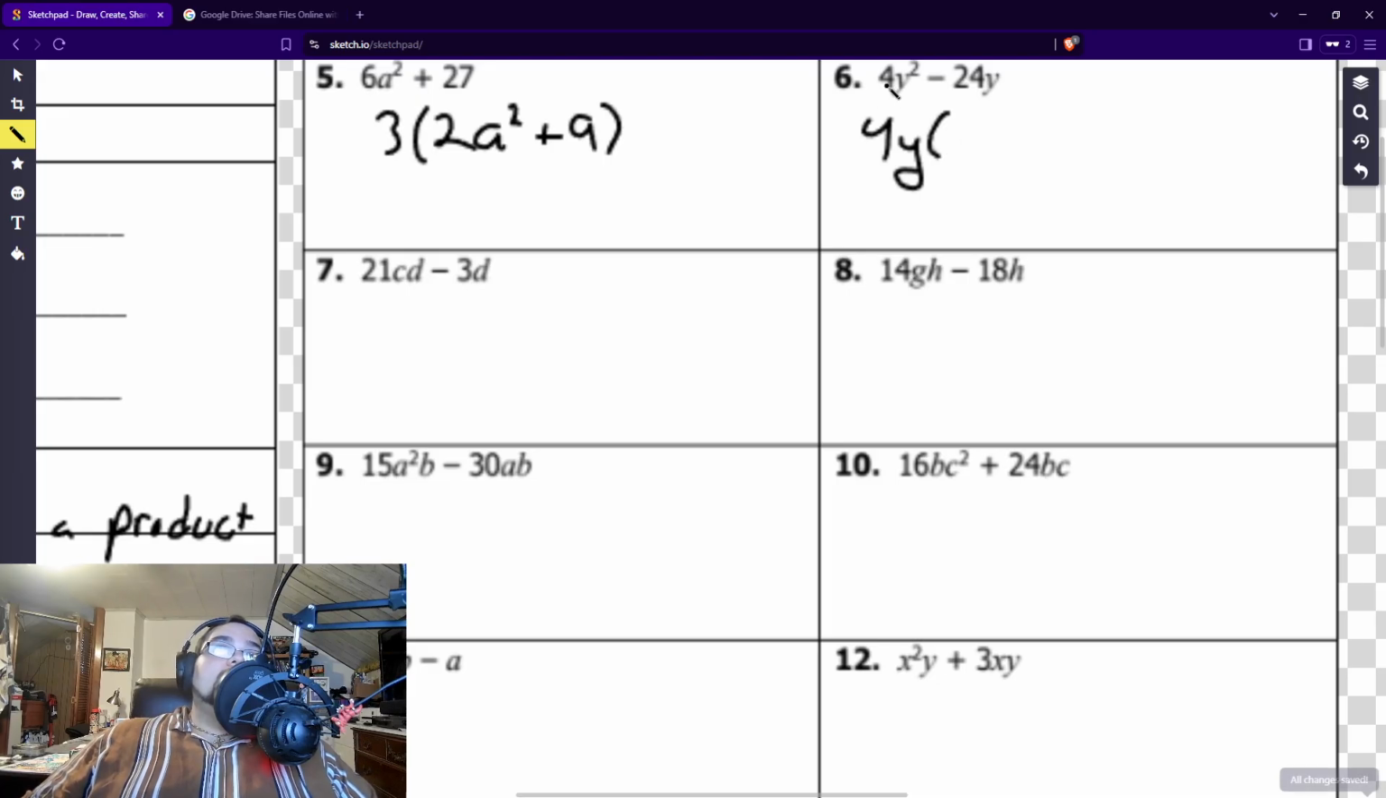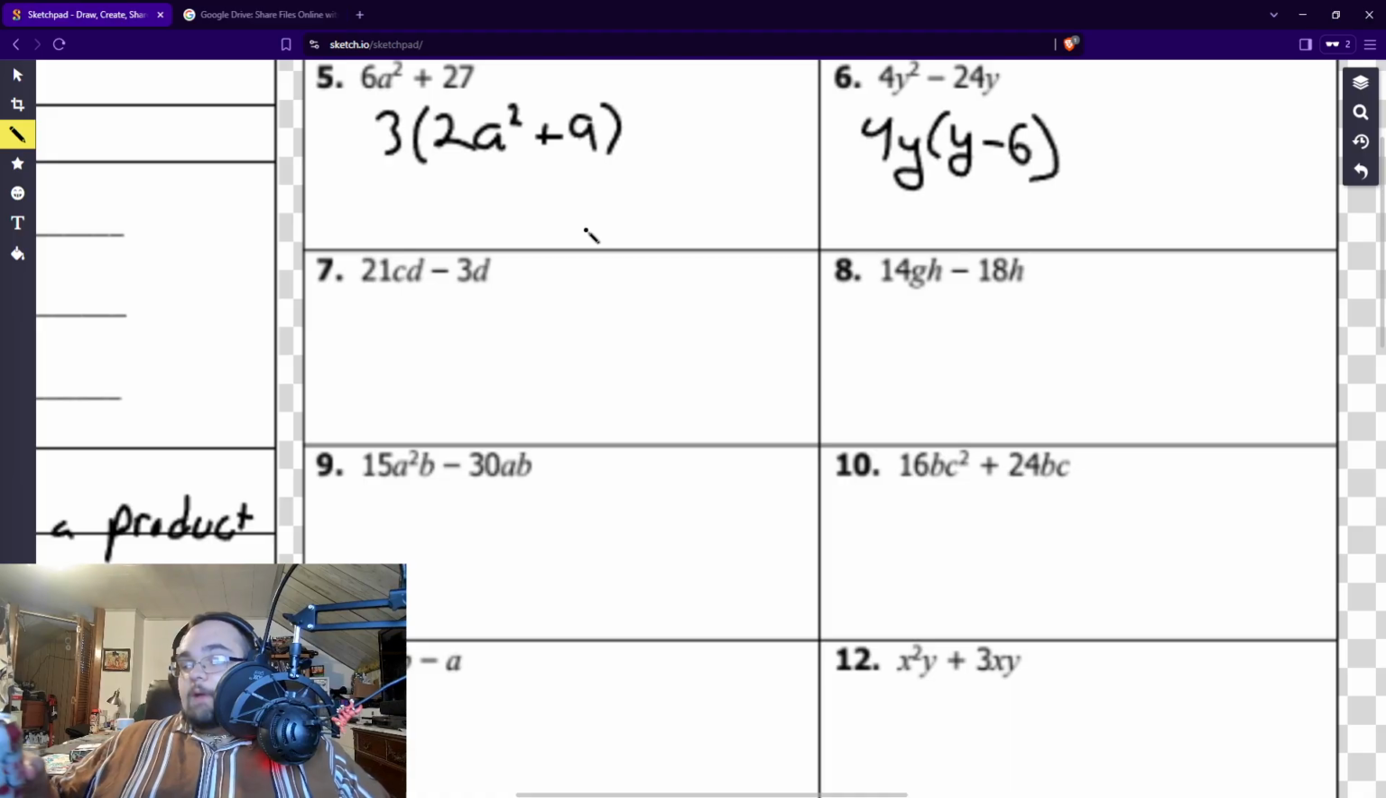And now we divide. 4 divided by 4 is 1. Y squared divided by y, 2 minus 1, it just gives me a y. Negative 24 divided by 4 is negative 6. Y and y, gone. That's it. Again, you're probably getting confused by now.